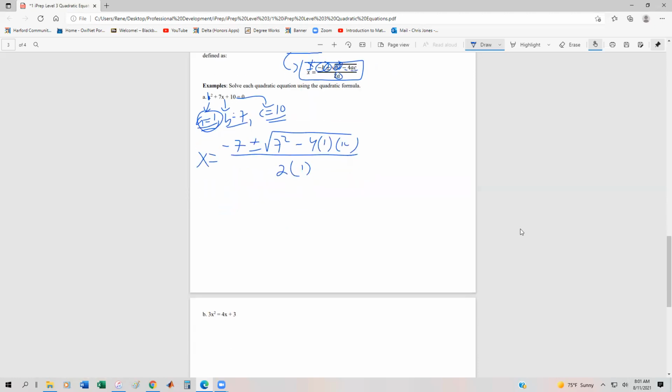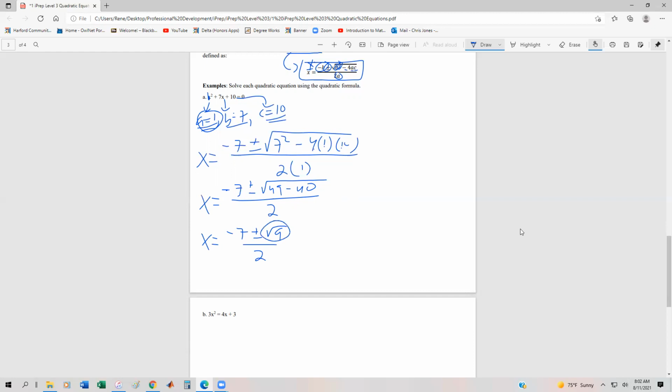Okay, so when we simplify this, we're going to simplify under the radical first. We know that 7 squared is 49. -4 times 1 times 10 is going to give us a -40. And then the denominator, 2 times 1 is 2. Simplifying under the radical, we get -7 plus or minus the square root of 9 over 2.